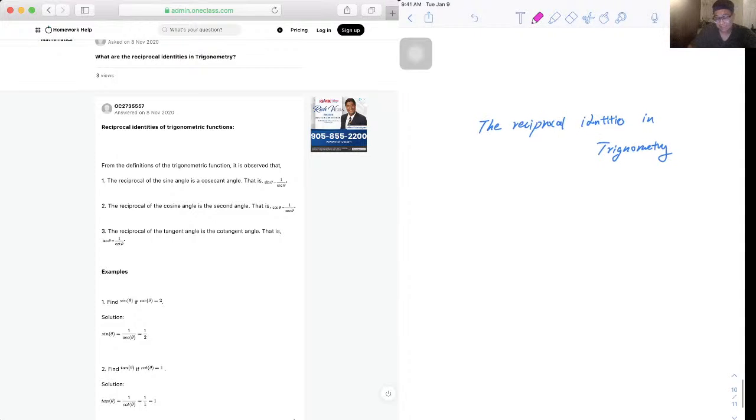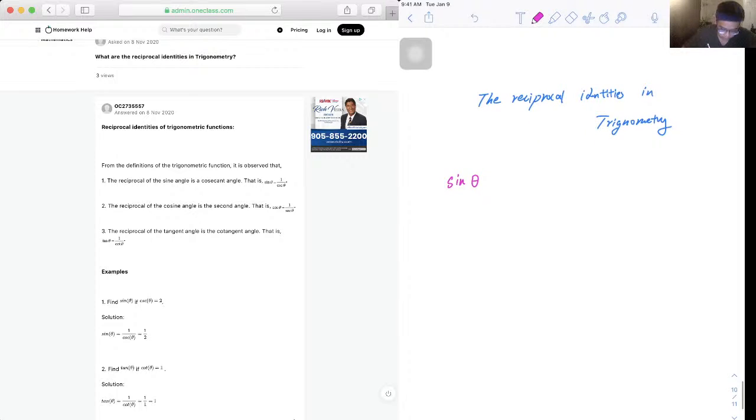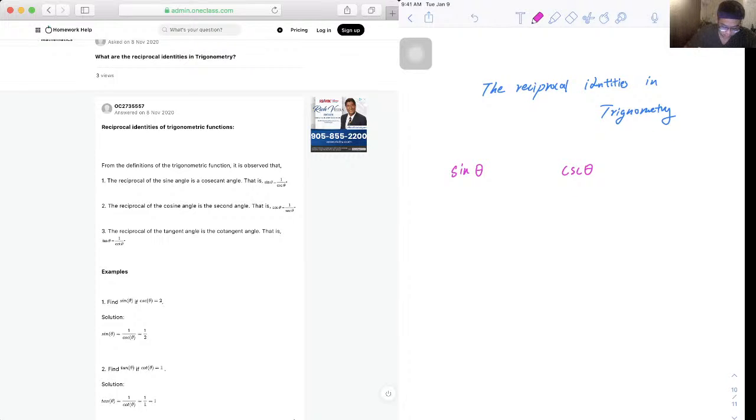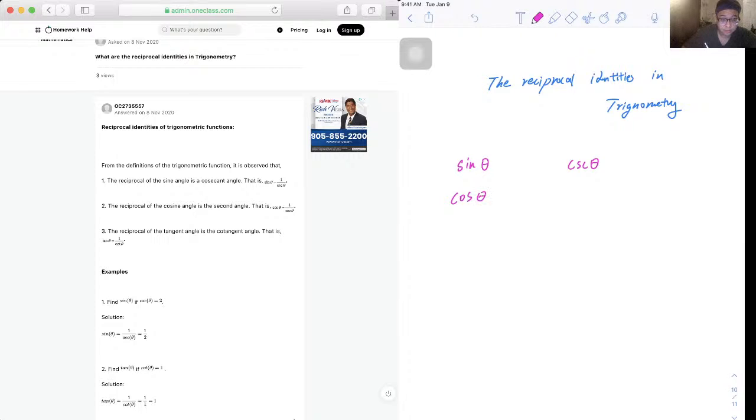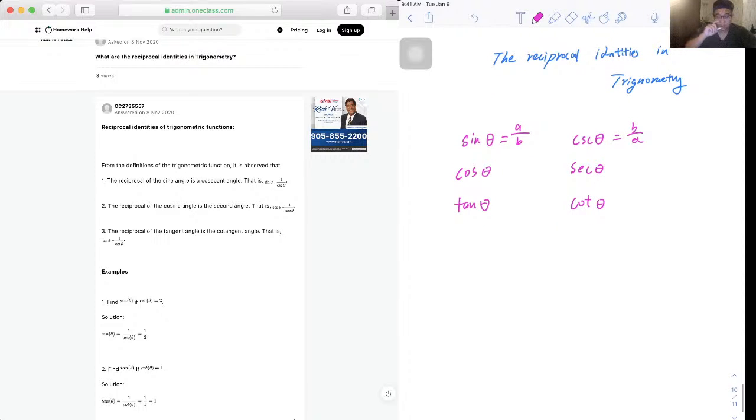So let's first recall the 6 basic trigonometry functions. Let's use the angle theta: sine theta, and its reciprocal will be cosecant theta, and for cosine theta, its reciprocal will be what we call secant theta, and for tangent theta, its reciprocal is what we call cotangent theta. Okay, and let's say if sine theta is equal to A over B, then its reciprocal will be B over A. Yeah, so same thing for the rest as well. So they are switching the position of the numerator and denominator.